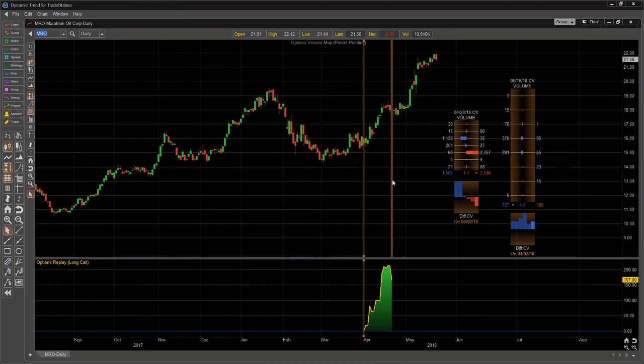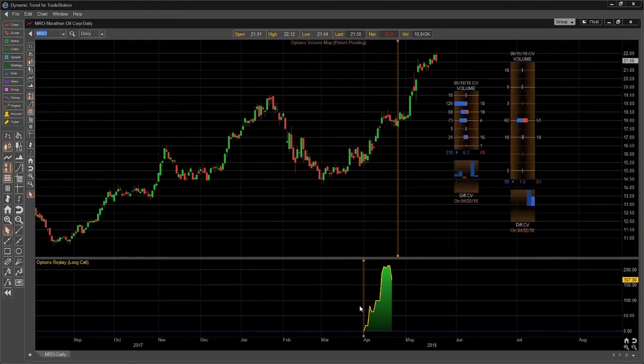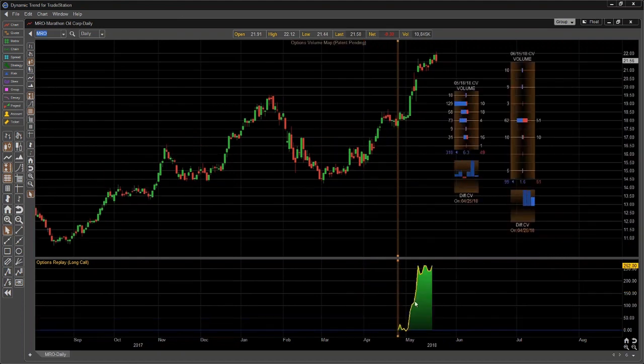And then, of course, this particular low here, and move the options replay here, and that's what the setup would have been. You can hover your mouse over this, and it'll tell you exactly what it would have purchased. It would have been an at-the-money front month long call. At that point, it was a May 18th, $118 call for this particular symbol.